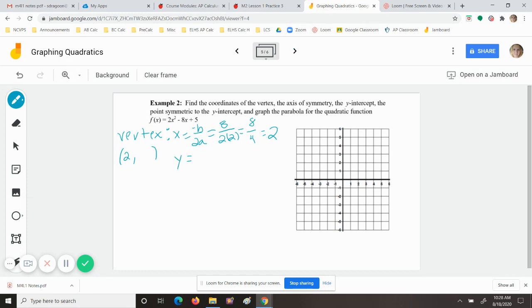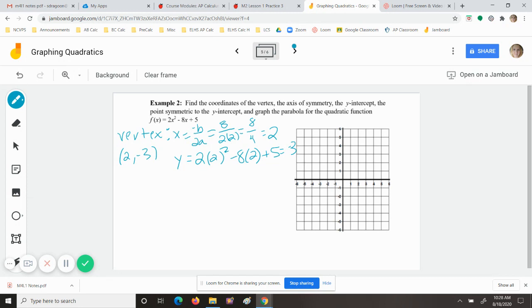To get the y-coordinate, let's plug this back in. So we have 2 times 2 squared minus 8 times 2 plus 5. Okay, let's see what we get. 2 times 2 squared is going to be 2 times 4, which is 8, minus 8 times 2, so minus 16, plus 5 is going to give us negative 3. So our y-coordinate is negative 3.